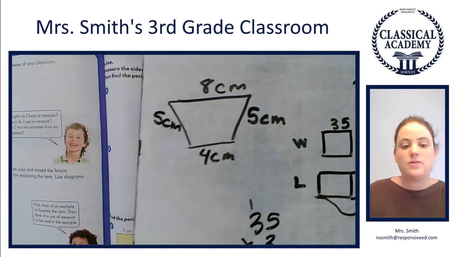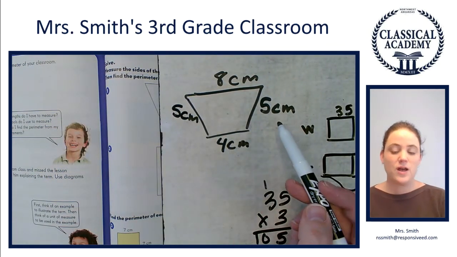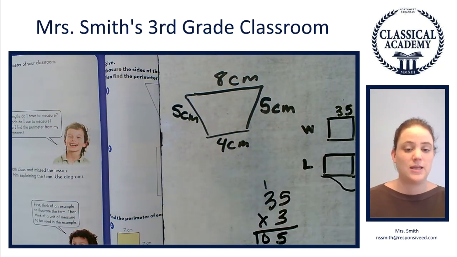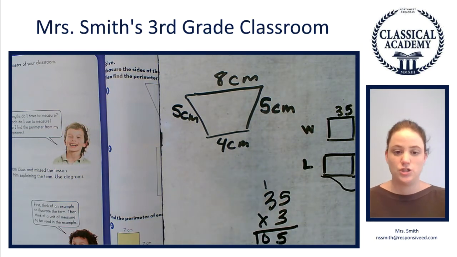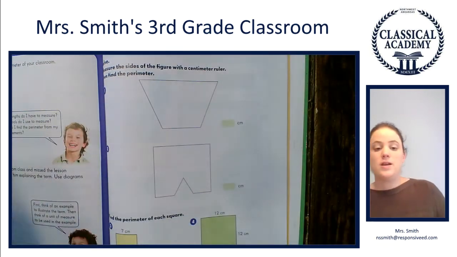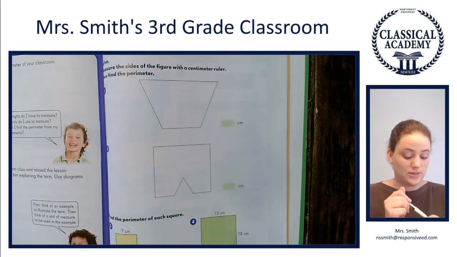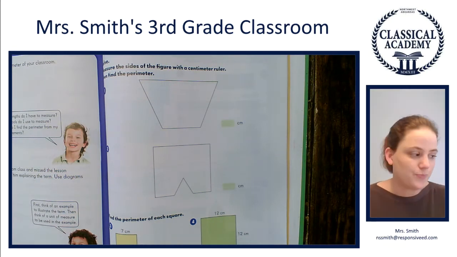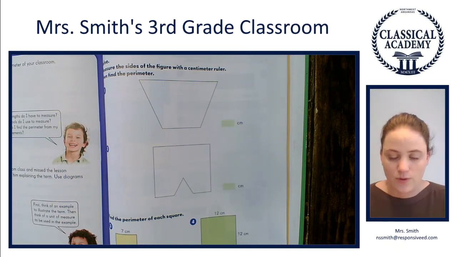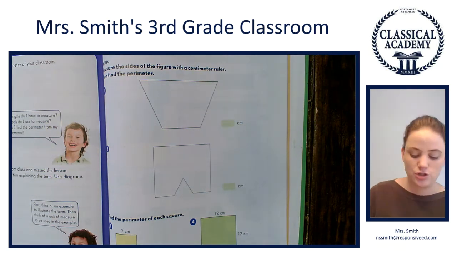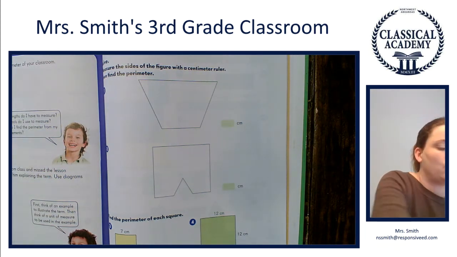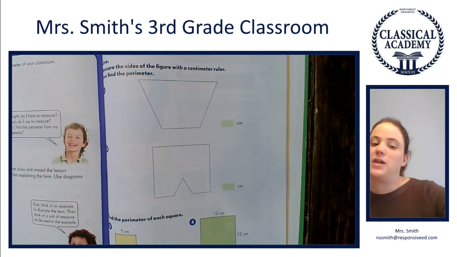All right, let's add those up. 5 plus 5 is 10, plus 8 is 18, plus 4 is 22. So the perimeter of number 1 is 22 centimeters. Is that what you got? I hope so. That is what the book says, so I think I did it right. Just make sure you are using your ruler or your measuring tape, maybe something in a sewing kit.